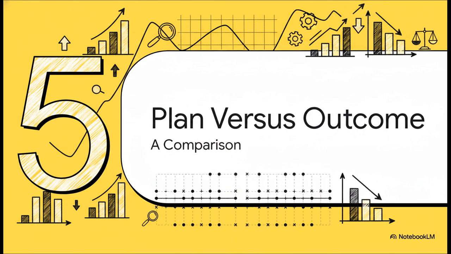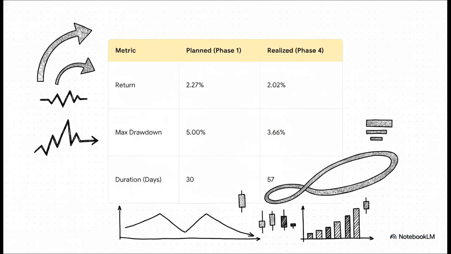All right, now for the moment of truth. How did the initial plan, the one we laid out in Phase 1, actually stack up against the final reality? Let's put the numbers right next to each other and see. This table really tells the whole story. First up, the return came in at 2.02%, which was just a little shy of the 2.27% target.